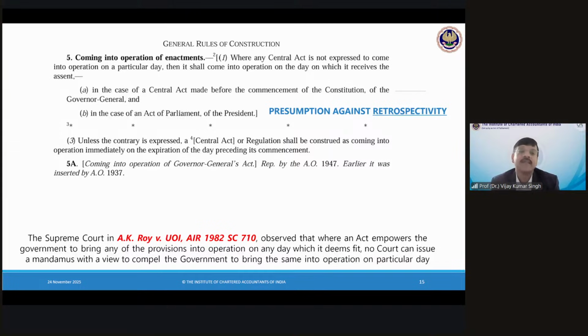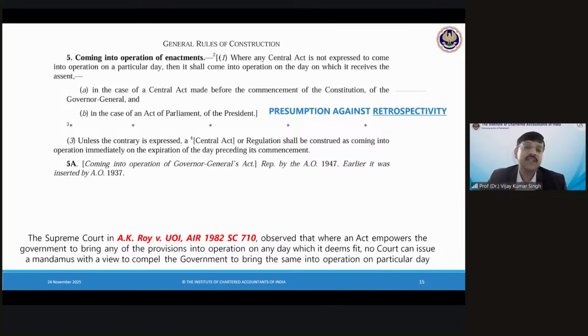In all these scenarios, there is a presumption against retrospectivity. So generally the laws will be prospective. They will not be retrospective, right? So all laws generally will be prospective, which will apply for the future, not from a back date.